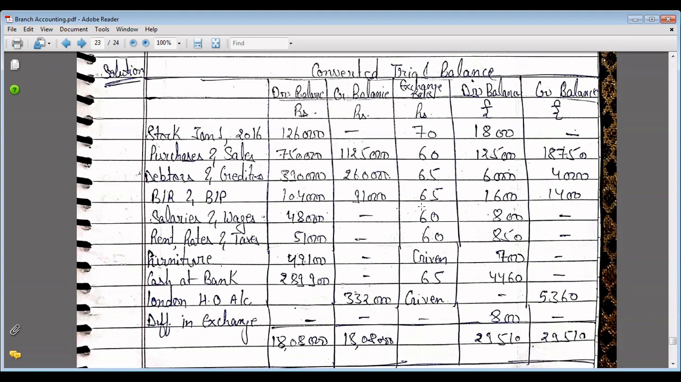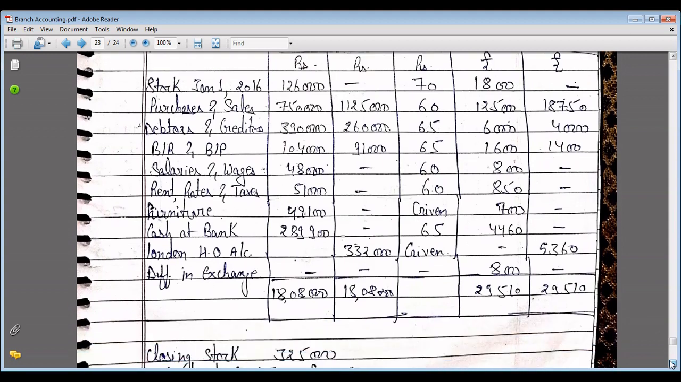It will be converted by taking average exchange rate, and it comes as 800 pounds. Rent rates and taxes, same as salaries and wages. Here is 51,000 rupees, and we will convert it by taking average exchange rate, and it comes as 850 pounds. Furniture, 49,100 rupees is given, and 700 pounds is also given in the question for furniture. Cash at bank, 2,89,900. So it will be converted at the exchange rate at the end of the year, that is 65 rupees, and it comes as 4,460 pounds.